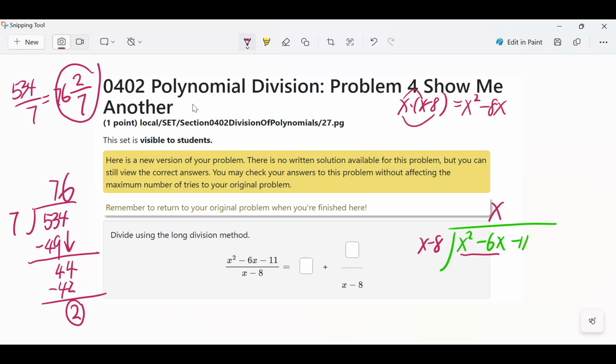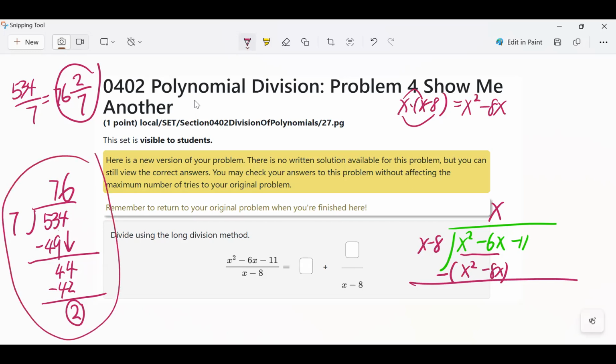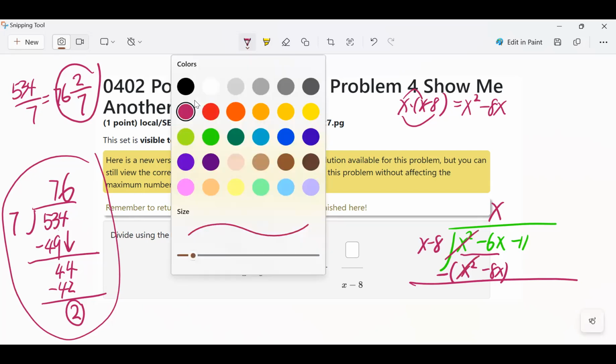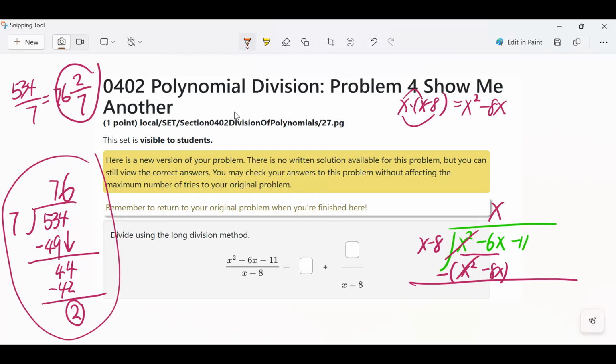Now you copy that and put it underneath. Put it in parentheses, x squared minus 8x, and then we do subtraction here. Just like long division, very similar process. So x squared cancels, and minus 6x, minus minus becomes plus. So it's minus 6x plus 8x. 8x minus 6x is 2x. So you get 2x here.